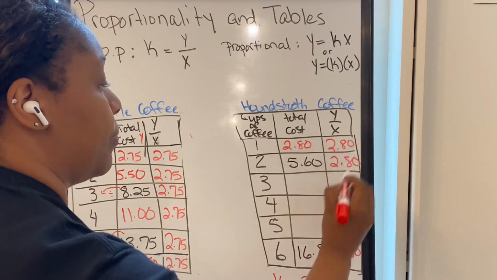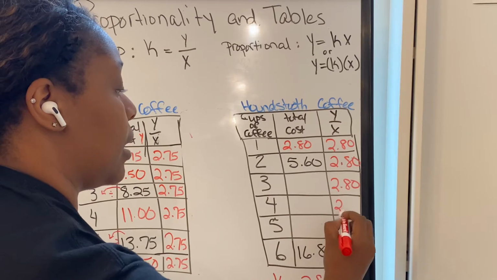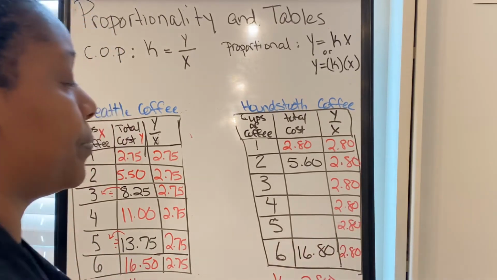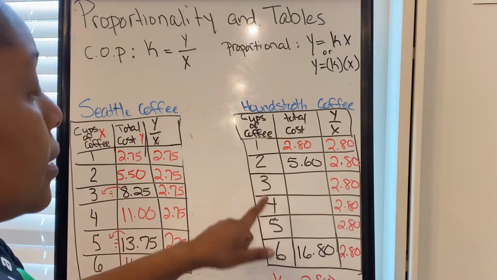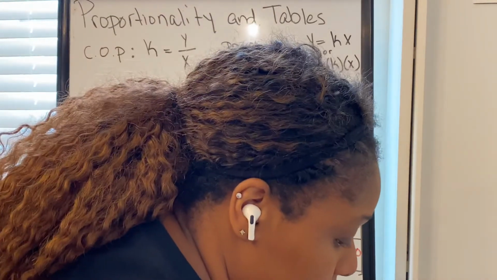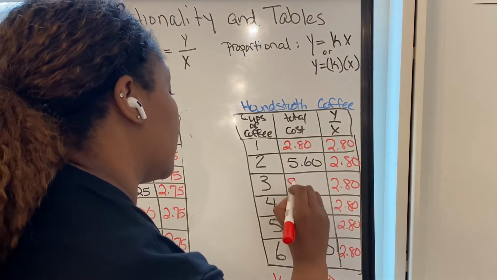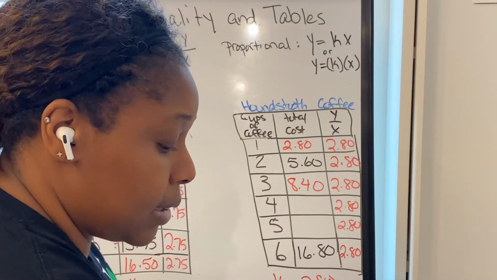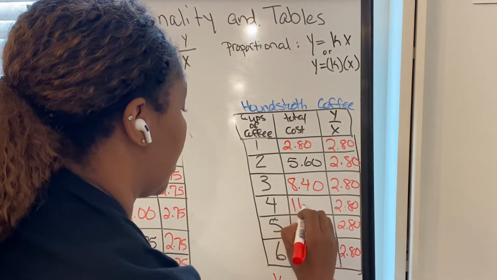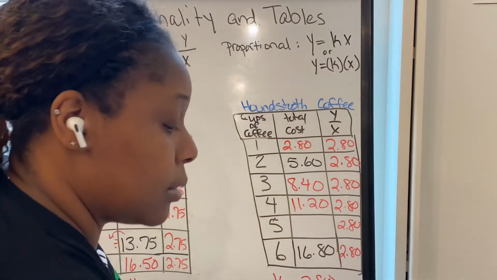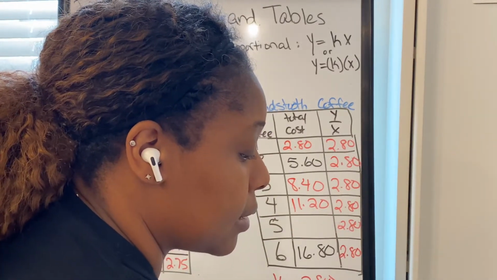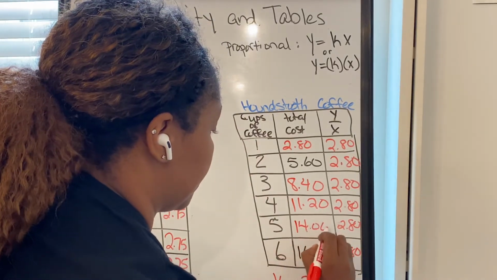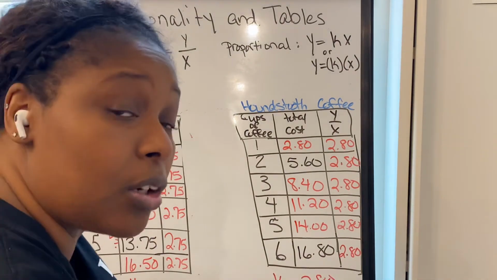My constant is $2.80. I'm going to fill out everything because I know it's $2.80. $2.80 times 3. That's going to get you $8.40. $2.80 times 4 is going to give you $11.20. $2.80 times 5 is going to get you $14. And then they already gave us how much it costs for 6 cups of coffee.